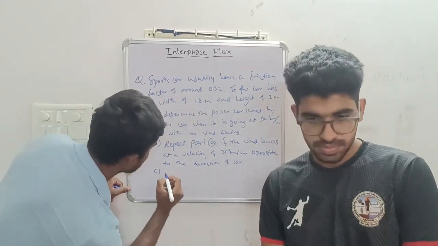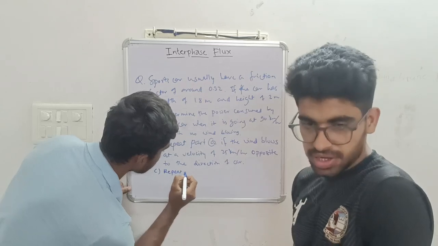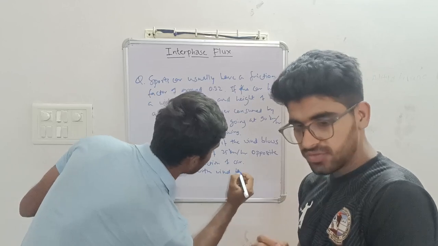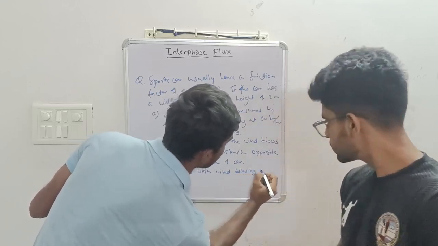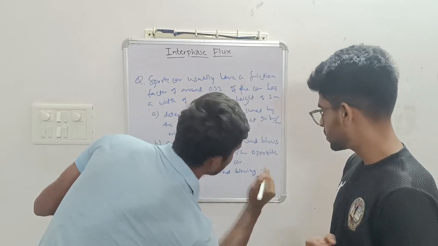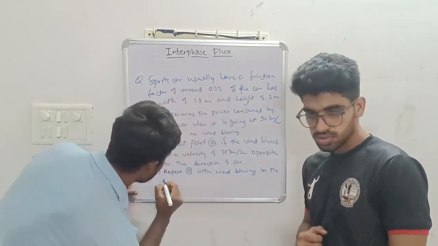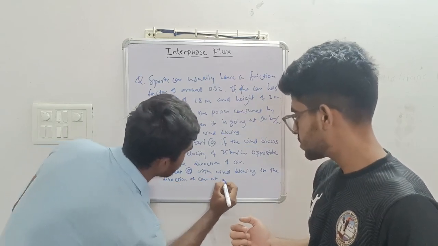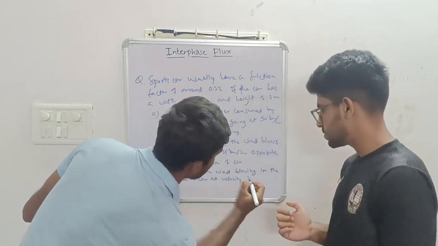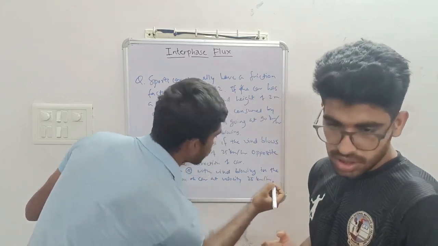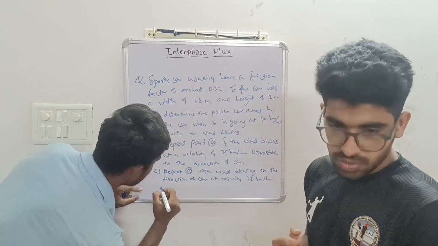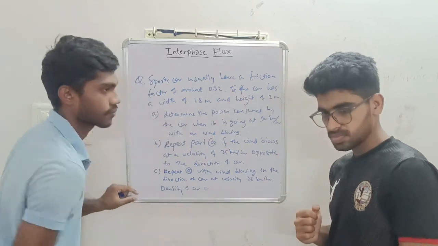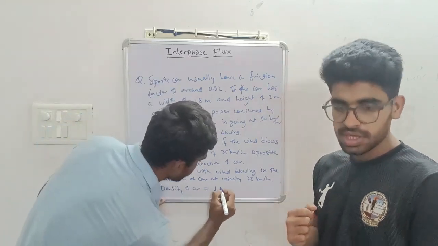Now part C. Repeat part A, if the wind blows at a velocity of 25 km per hour, and density of air at its operating temperature is 1.2 kg per meter cube.